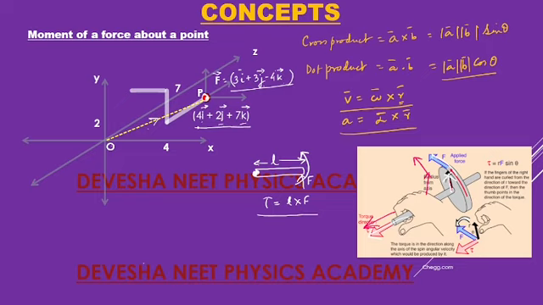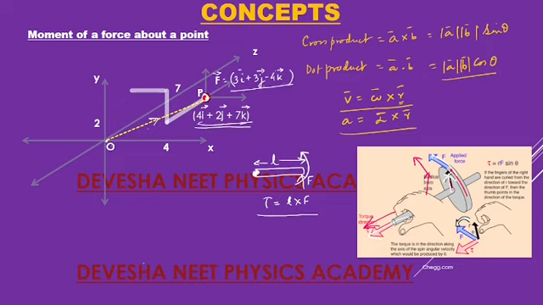The point is denoted by 4i plus 2j plus 7k, and we have to find what the torque will be if a certain force is applied around this. We need to find the torque about the origin, which is 0 0 0. And what is the force being applied? It's 3i plus 3j minus 4k.